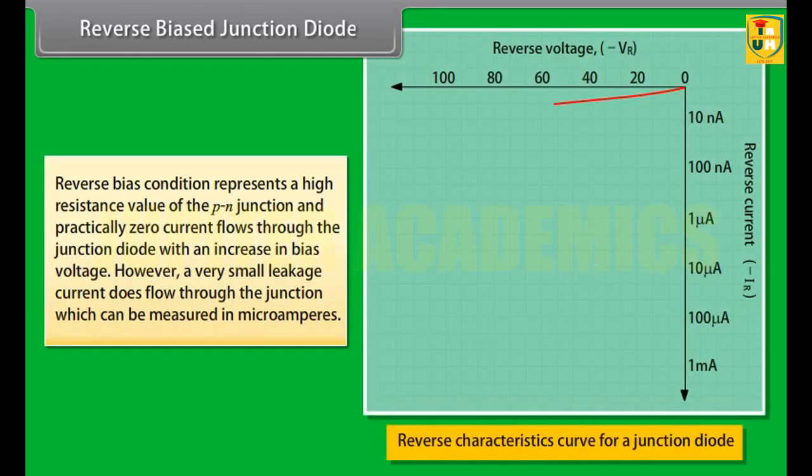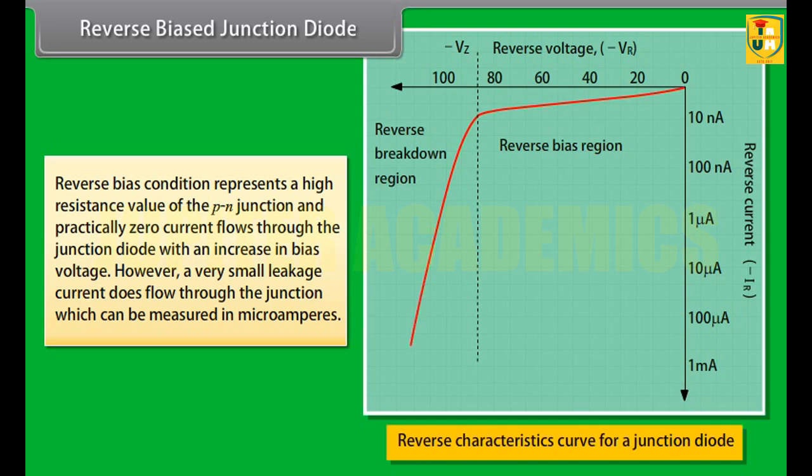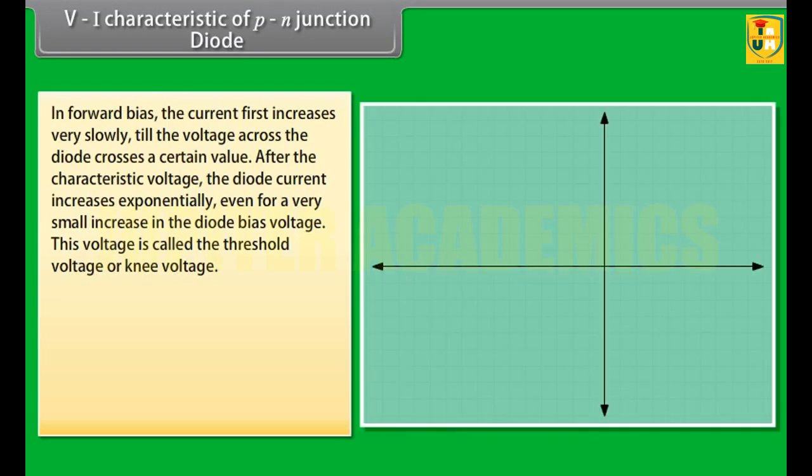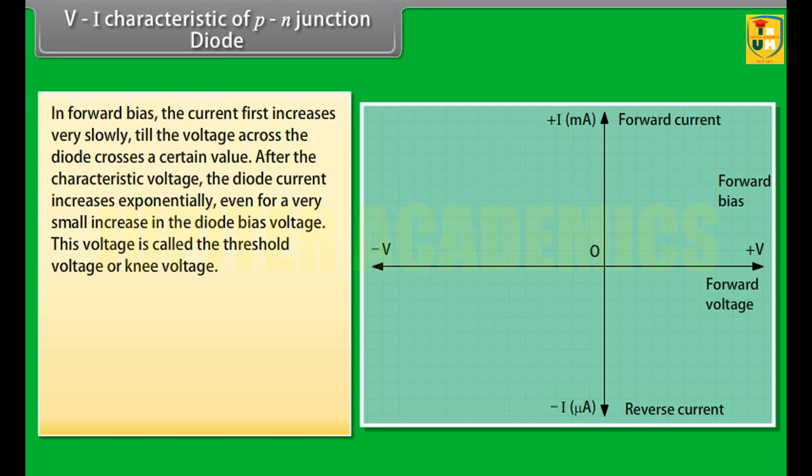Reverse bias condition represents a high resistance value of the p-n junction and practically zero current flows through the junction diode with an increase in bias voltage. However, a very small leakage current does flow through the junction, which can be measured in microamperes. IV characteristic of p-n junction diode. In forward bias, the current first increases very slowly till the voltage across the diode crosses a certain value.